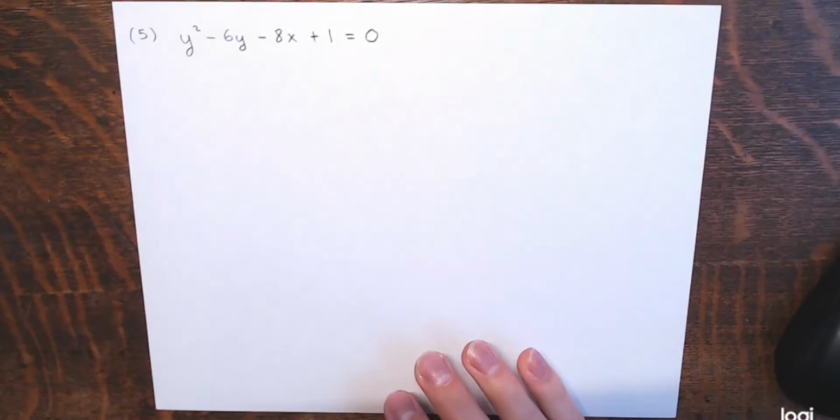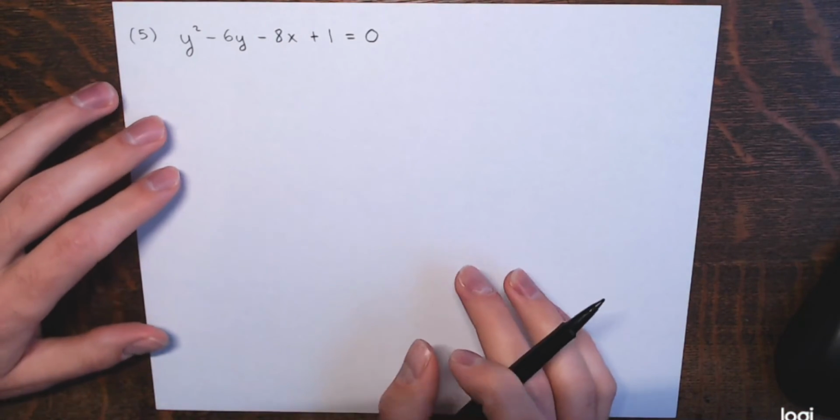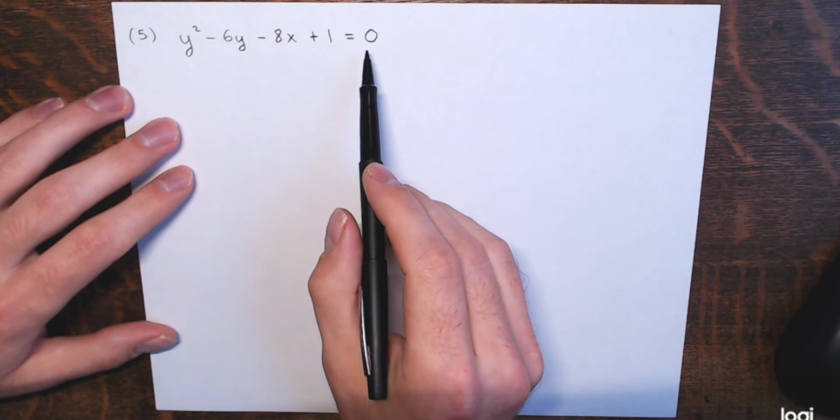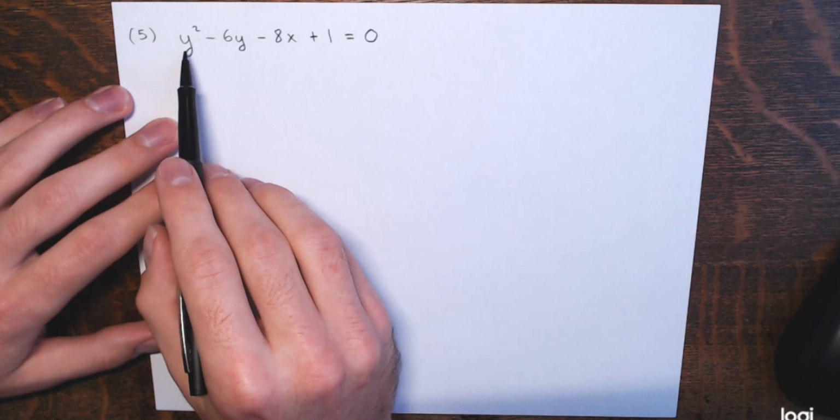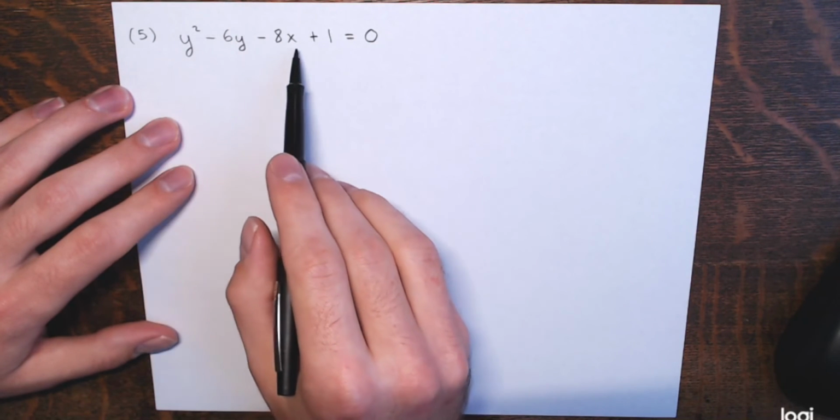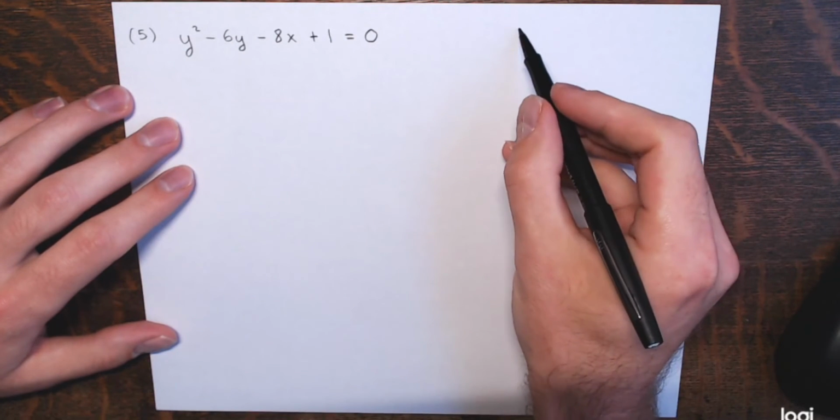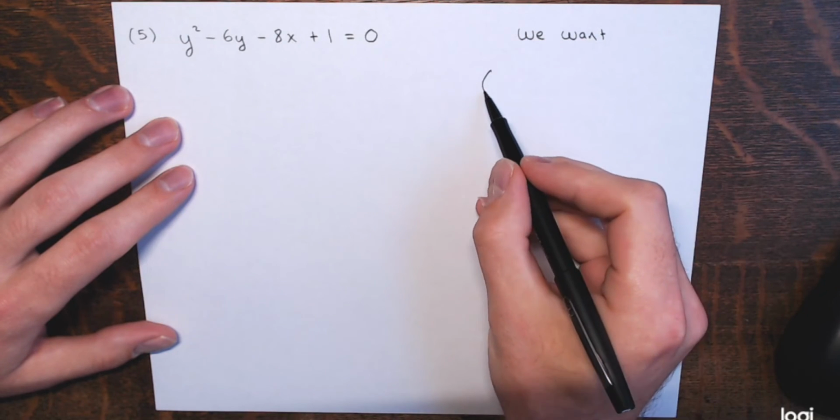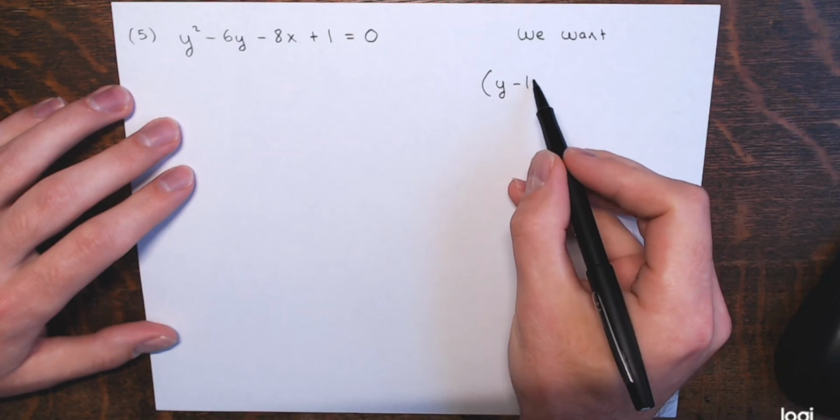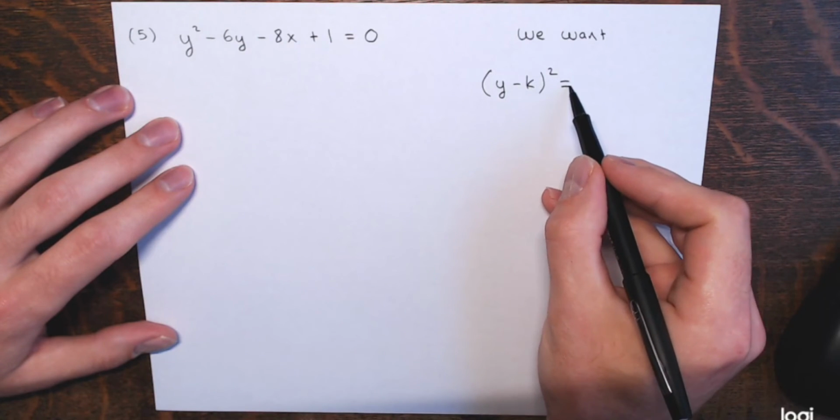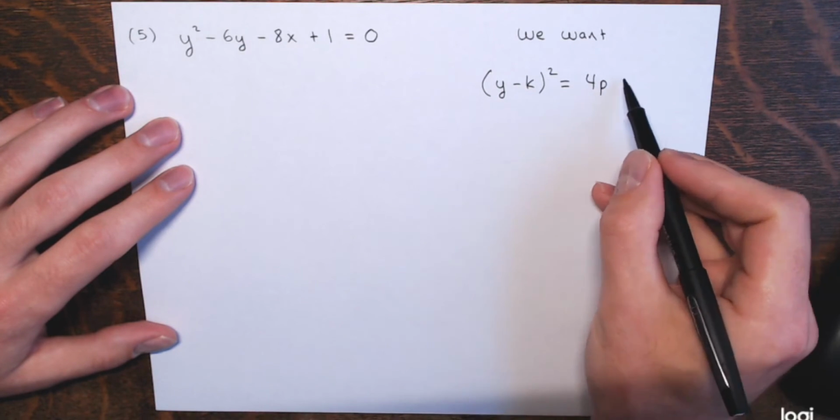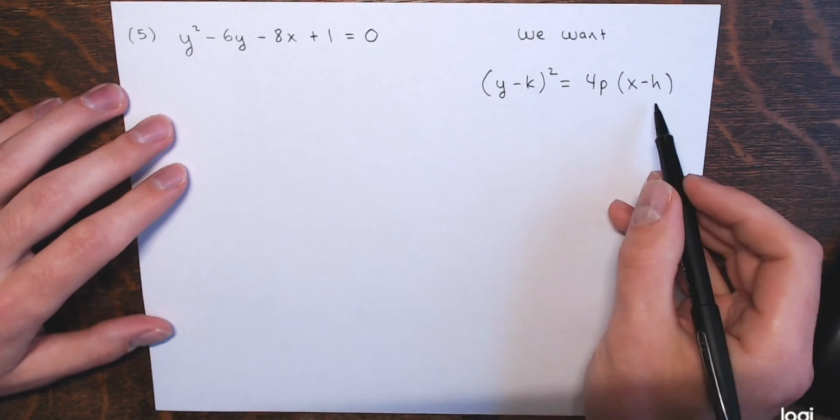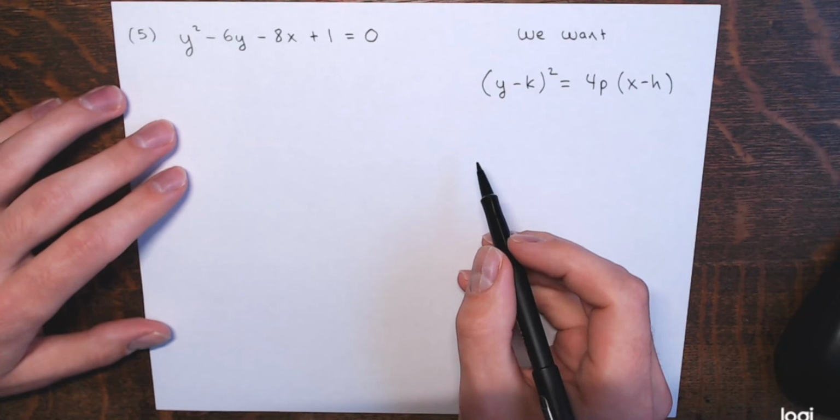Right, so like I said, very similar to example 4, where the equation I'm starting with is definitely not in standard form. But I'm noticing the y is squared and there is no x squared. So that means we would like to put this in the following form, right? We want standard form, where you have y minus k squared equals 4p times the quantity x minus h. I want to put it in this form by completing the square on the y's.